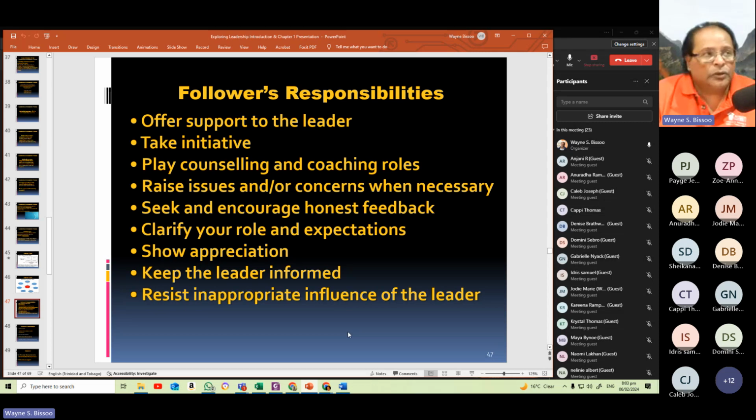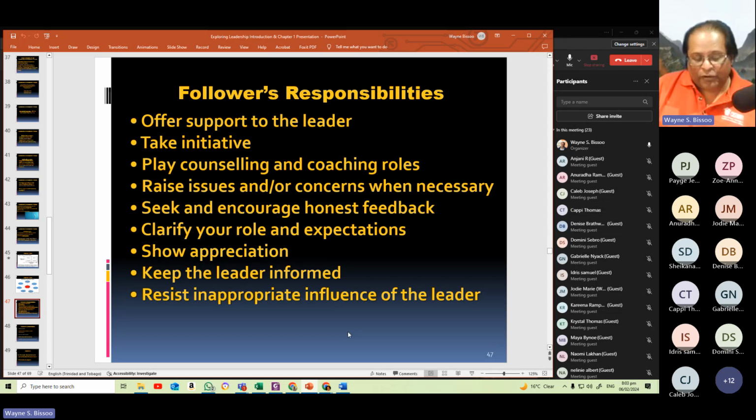Show appreciation not only to the fellow followers, but also to the leader. Sometimes that doesn't happen enough. Leaders tend to show appreciation to followers more often than followers exhibit and communicate appreciation to leaders, simply because it's kind of a weird thing, but it's something that ought to be done.